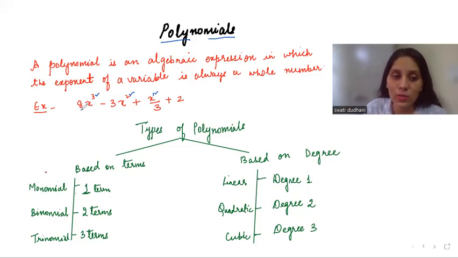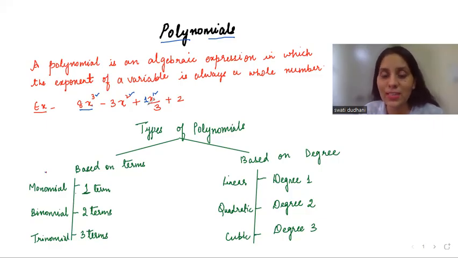Now let's take this one. The coefficient of x cube here is 8. The coefficient of x square here is -3. The coefficient of x here is 1 by 3. So when there's no number, it is 1. And 2 is a constant.